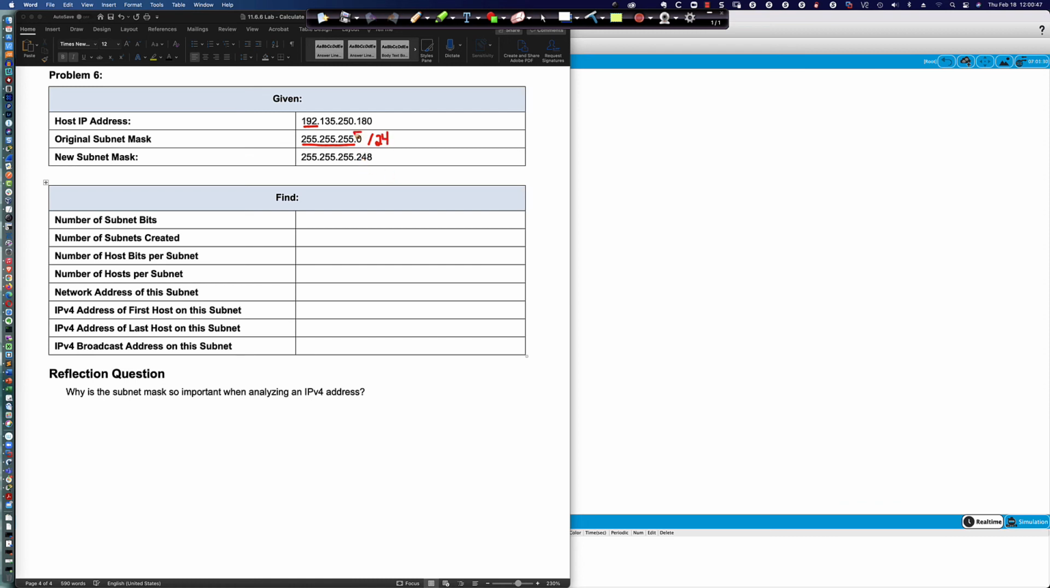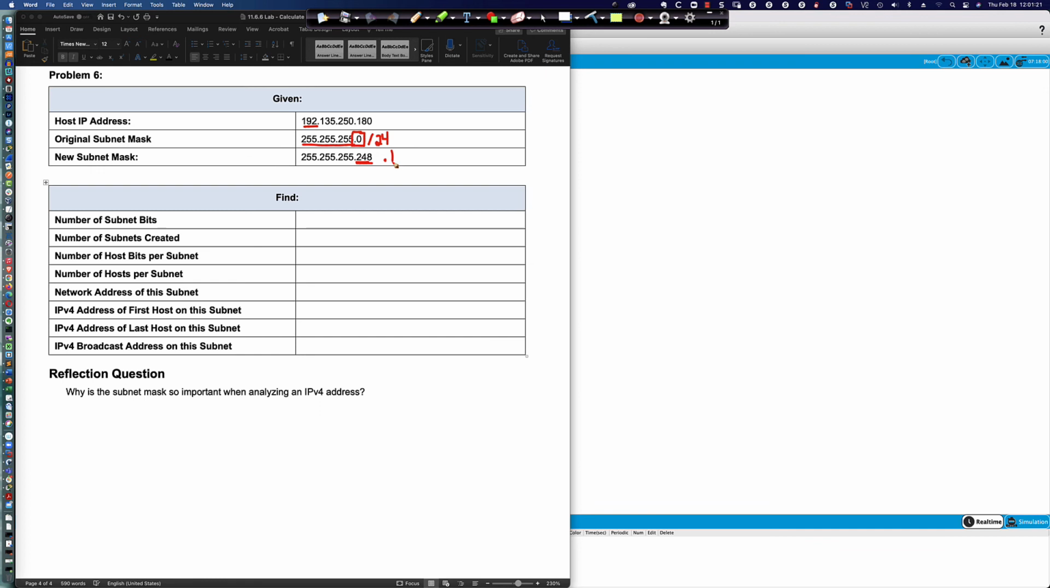And so what we're doing is we're simply going to be borrowing host bits out of that last octet and making them network bits. Again, the idea is we want more networks with fewer addresses. That is why you subnet, instead of possibly having fewer subnets with lots of addresses. All right, so 248. And if we look at this, what is 248 in binary? So what would this last octet look like in binary?